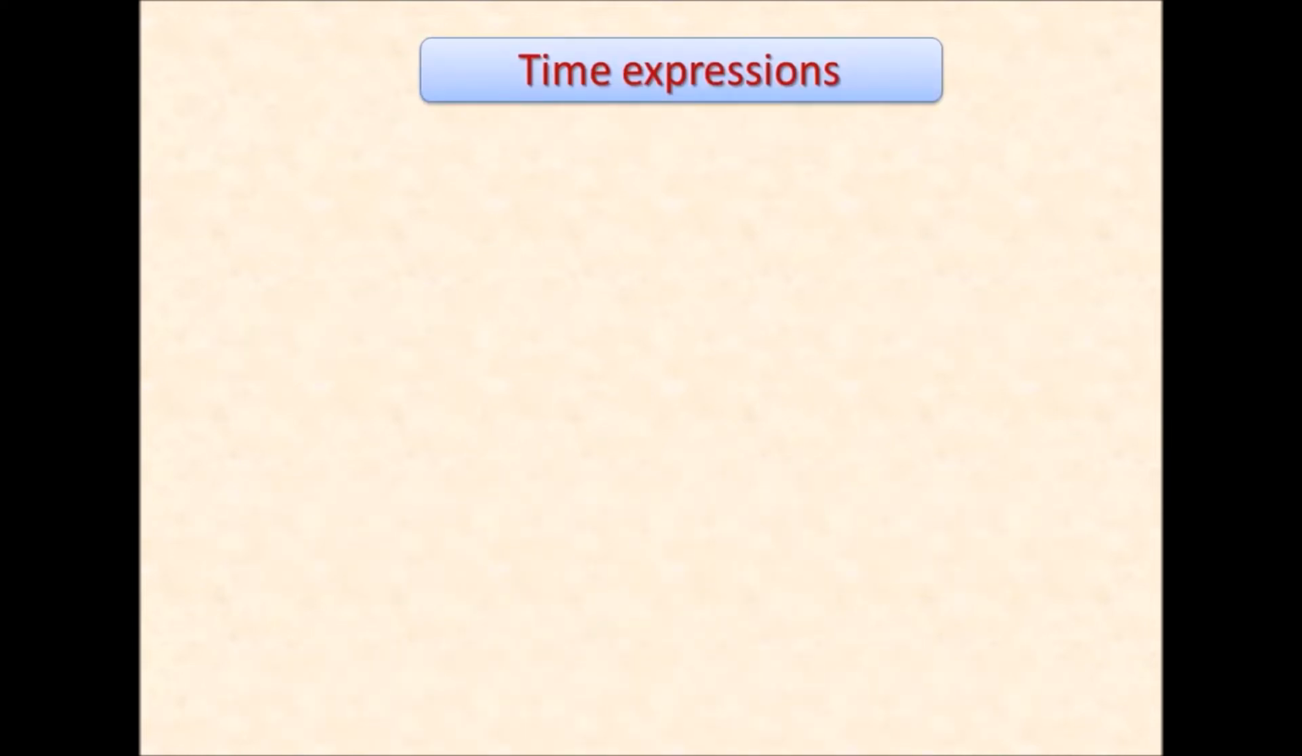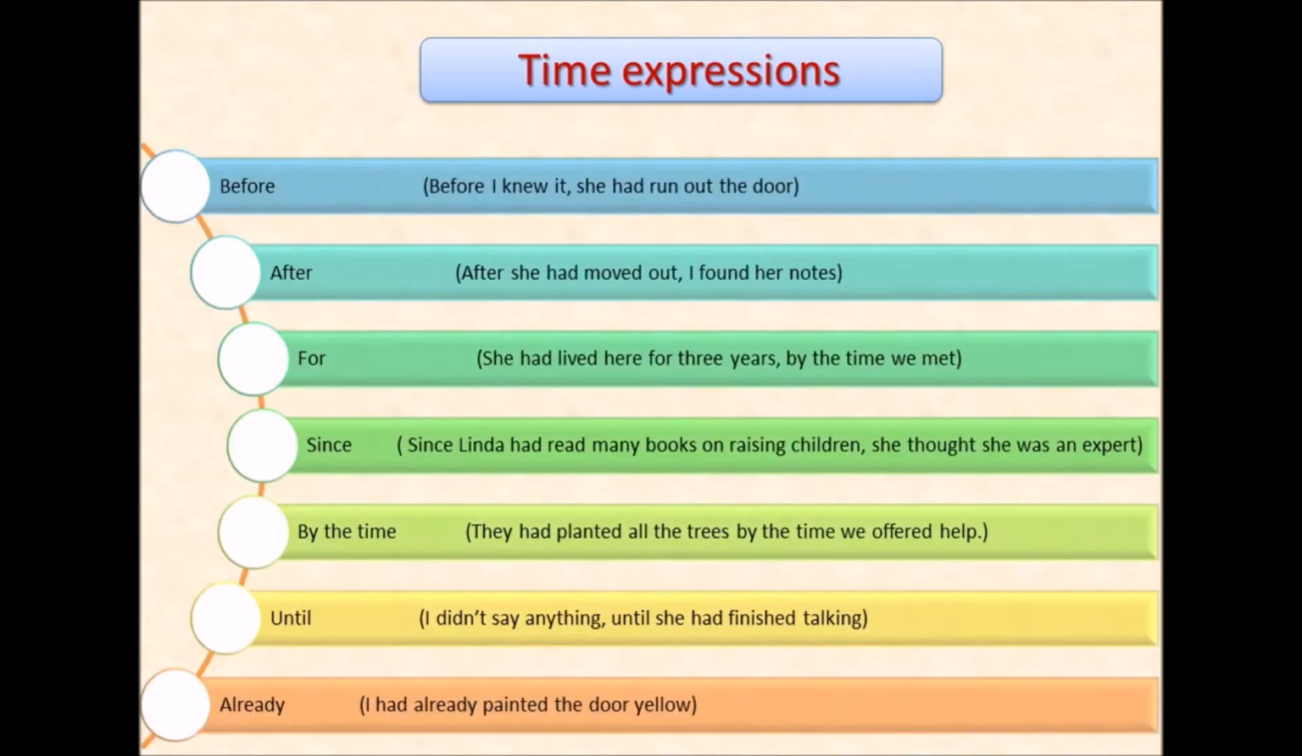Time expressions used for past perfect tense are before, after, for, since, by the time, until, and already. And here are some examples listed. Before I knew it, she had run out the door. After she had moved out, I found her notes.